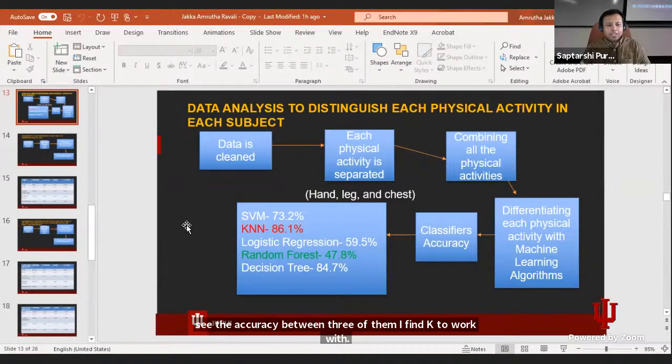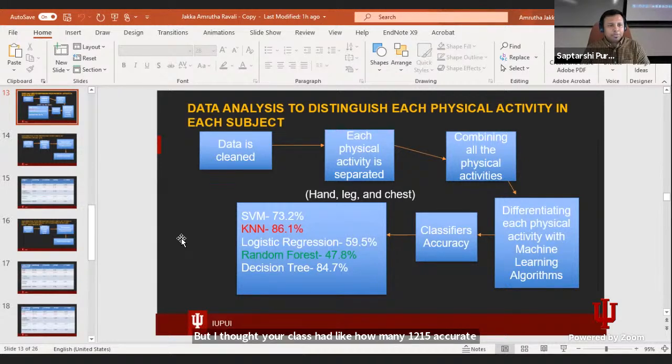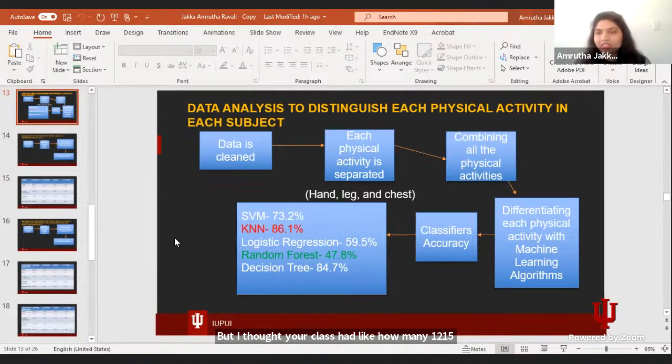But I thought your class had like how many, 12, 15 activities? How many did you classify? Actually, first of all, I have differentiated physical activities for each patient separately, and then based on the movements like upper body movements, lower body movements in each patient, I have combined all the lower body movements from each patient and then run the models.